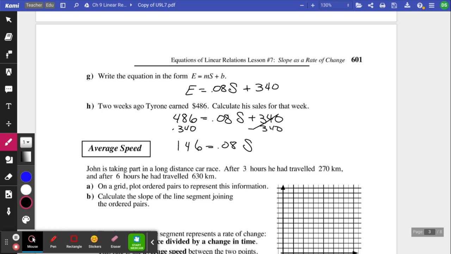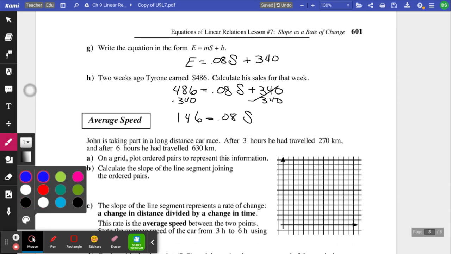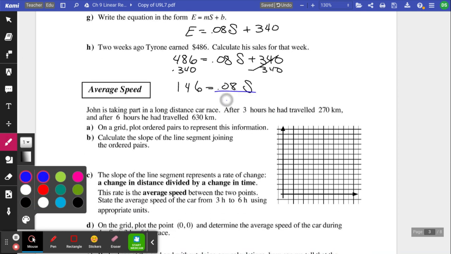Right? And now we'll divide that by 0.08. Perfect. What were his sales for that week? Say it louder. 1,825. $1,825. Y'all agree? I have no idea. I didn't do it.